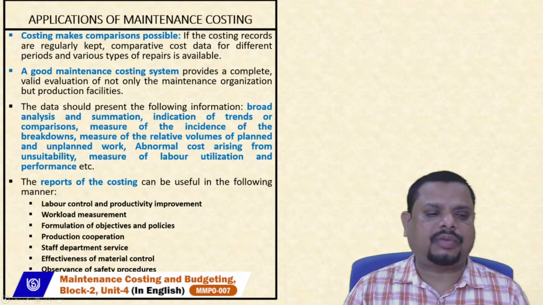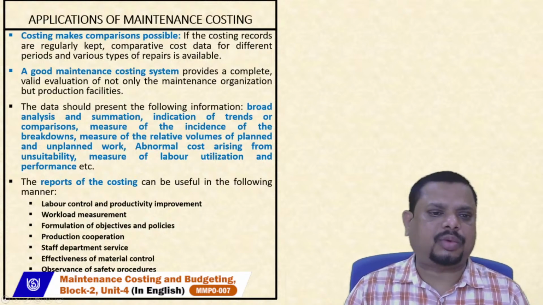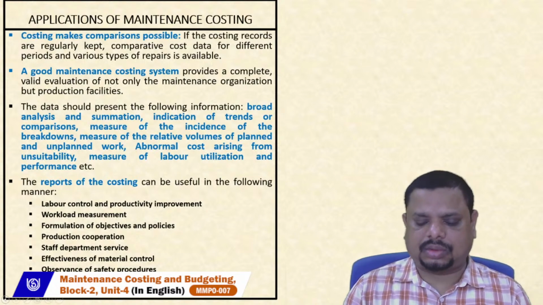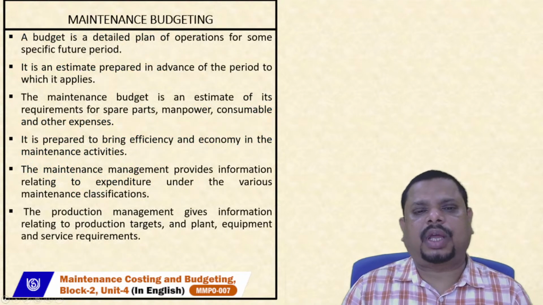The next one we have is formulation of objectives and policies. The next one is production cooperation, then staff department service, effectiveness of material control, observance of safety procedures throughout the plant, and the last one is housekeeping procedures so that you can easily implement the costing procedures. So these are the applications of maintenance cost. The next one we have is budgeting.